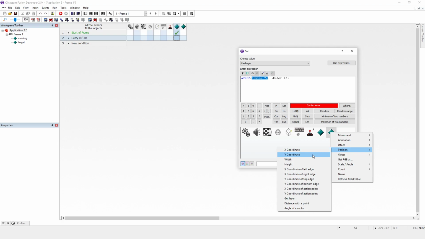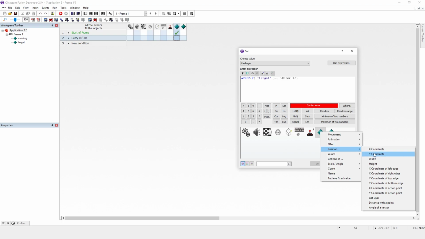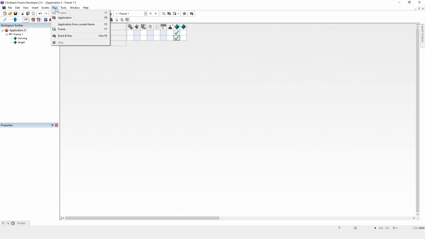So position of the y coordinate, and we take away the position of the y coordinate of the one we want to move. Okay, so it's target, take away the moving one. Okay, copy that because it will be exactly the same over here. X and X. Okay, click OK. Now I can try that now.